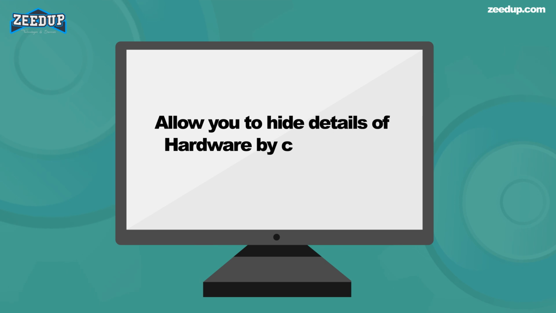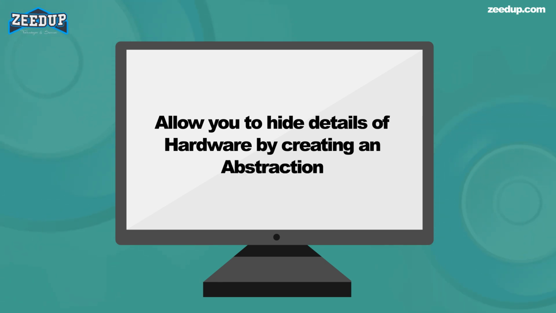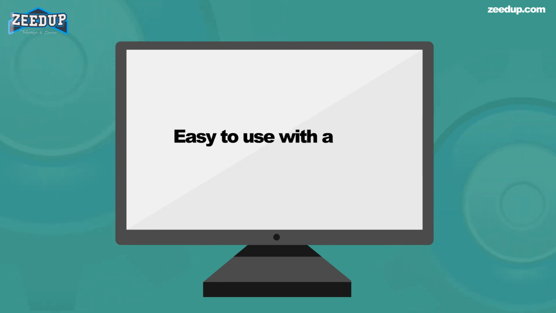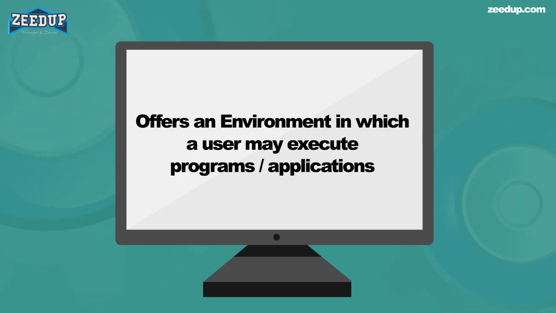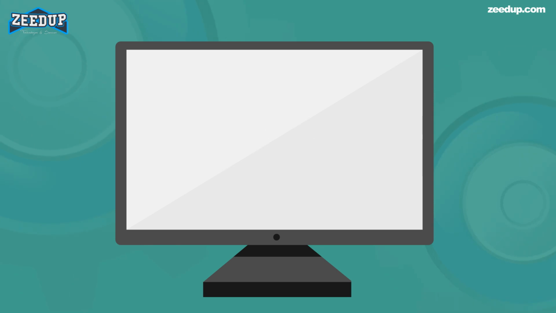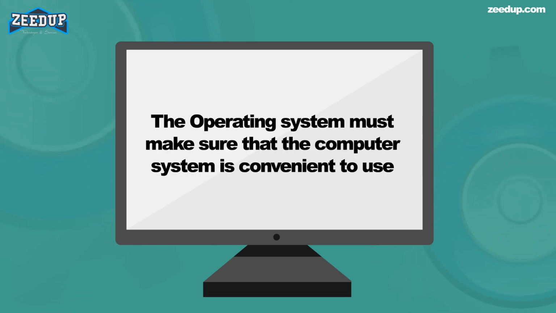The advantages of using an operating system. Allows you to hide details of hardware by creating an abstraction. Easy to use with a GUI. Offers an environment in which a user may execute programs and applications. The operating system must make sure that the computer system is convenient to use.